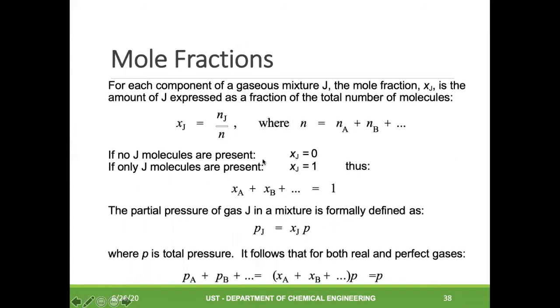In terms of mole fraction, this is the number of moles of each gas all over the total moles. So you know that the sum of the mole fractions is always equal to 1. Thus, the partial pressure of a certain gas could be formally defined as mole fraction multiplied by total pressure. So the sum of the partial pressures of each gas is equal to the total pressure.